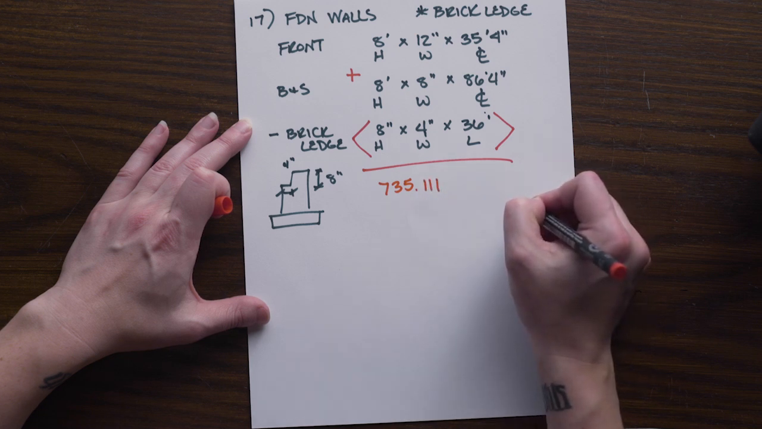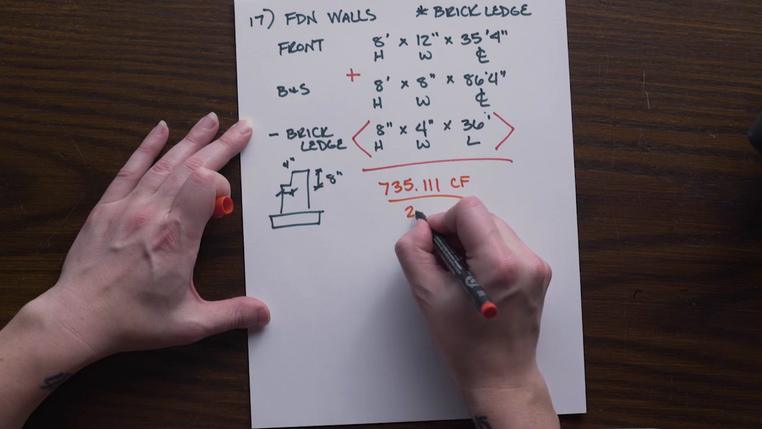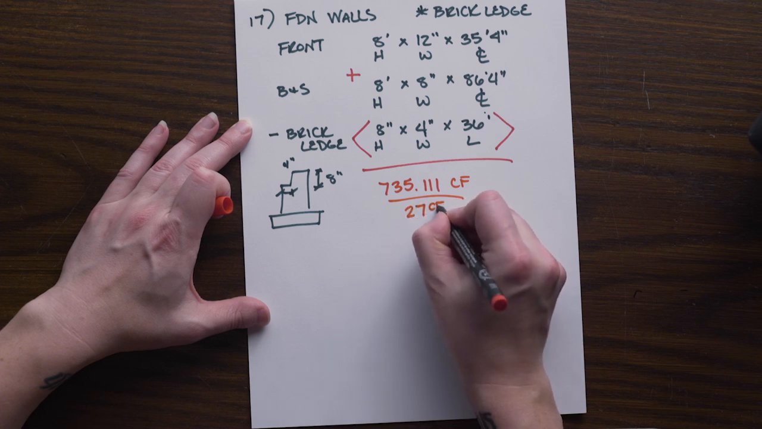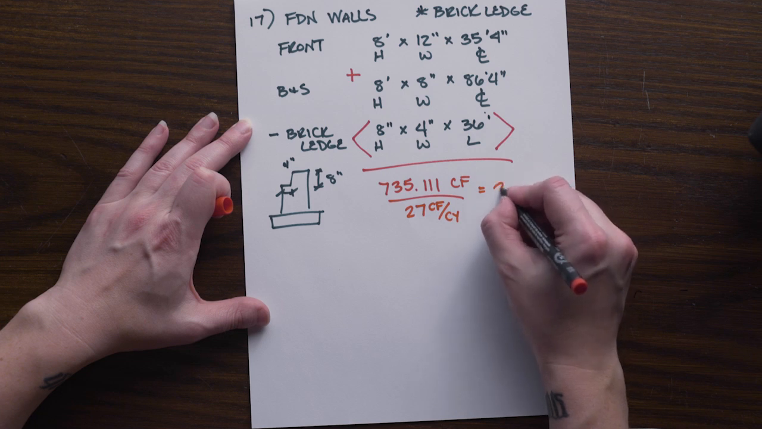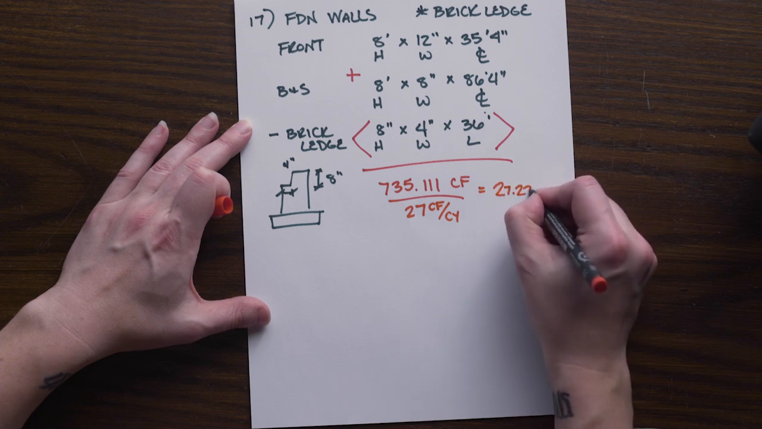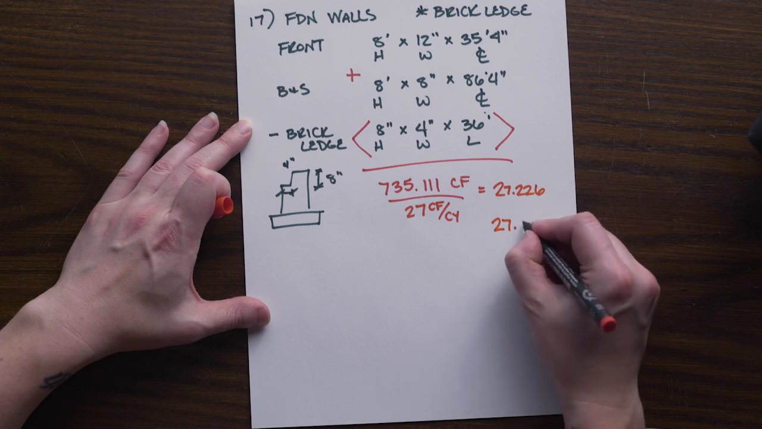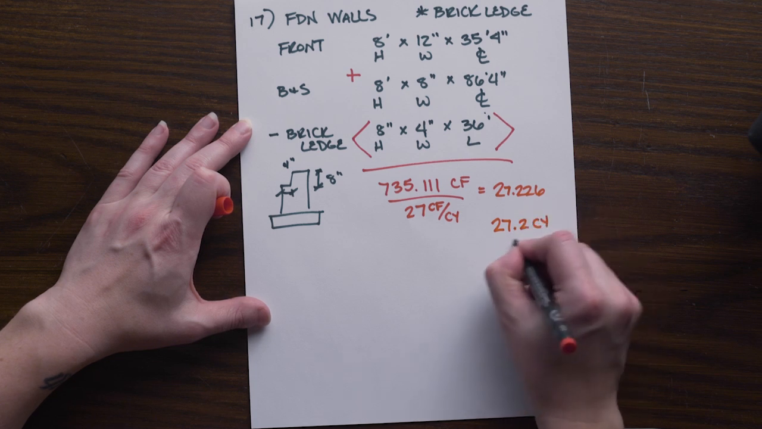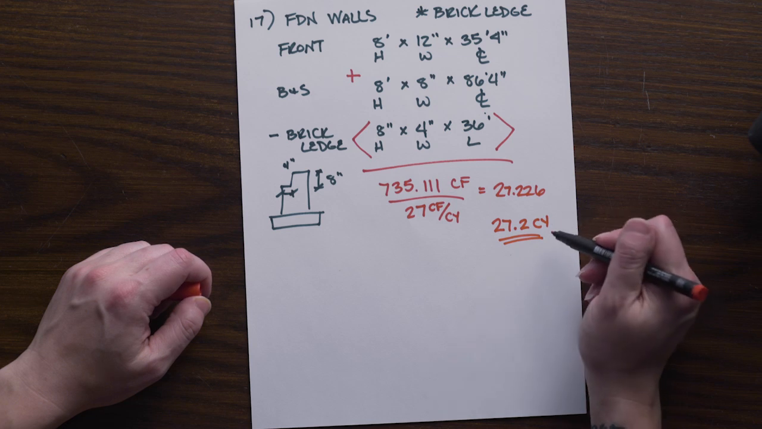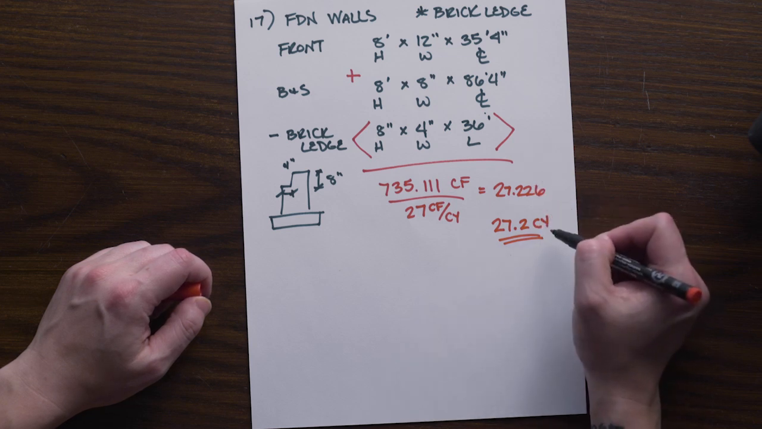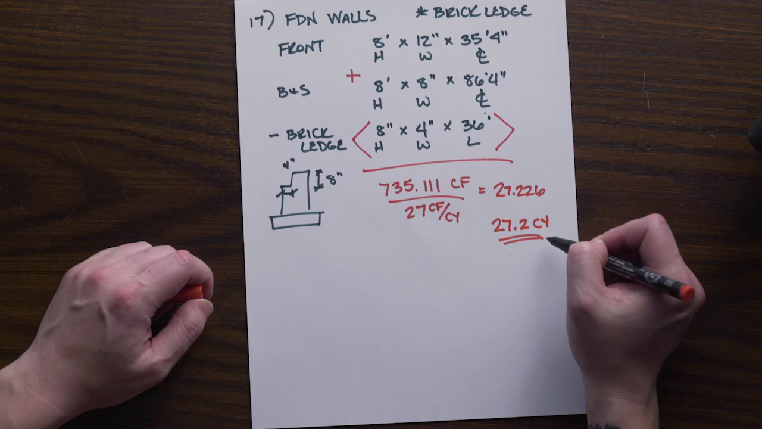If we did all of that calculation, we would end up with 735.111 repeating cubic feet. Divide that by 27 cubic feet per cubic yard, and we end up with 27.226, or roughly 27.2 cubic yards. So that is the cubic yardage for our foundation walls. Again, if you want to round up to 28, that would be perfectly acceptable.